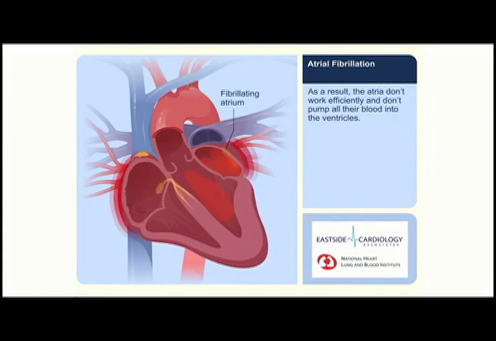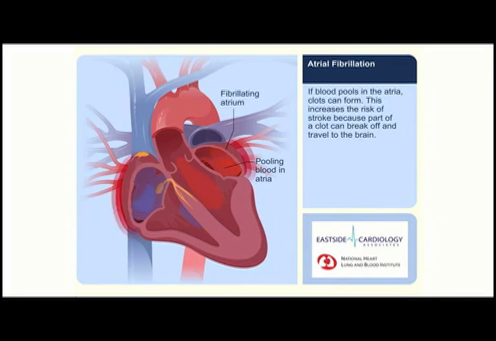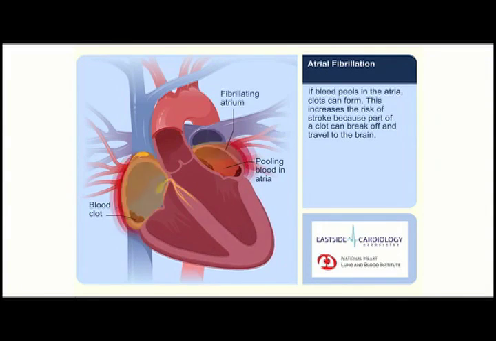As a result, the atria don't work efficiently and don't pump all their blood into the ventricles. If all the blood does not flow into the ventricles, the blood that remains pools in the atria. If blood pools in the atria, clots can form. This increases the risk of stroke because part of a clot can break off and travel to the brain.